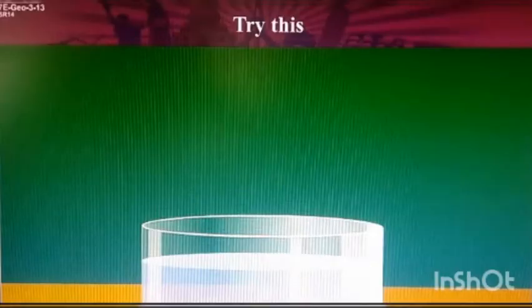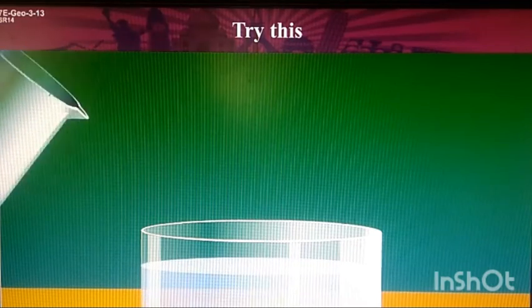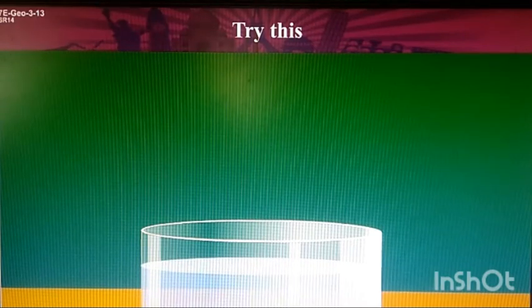Now, let us perform a simple experiment. Try this. Take a wide open large dish. Keep the dish on a table or a flat surface. Fill water in the dish up to the rim. You can see in the picture, children. We have to generate waves in the dish.